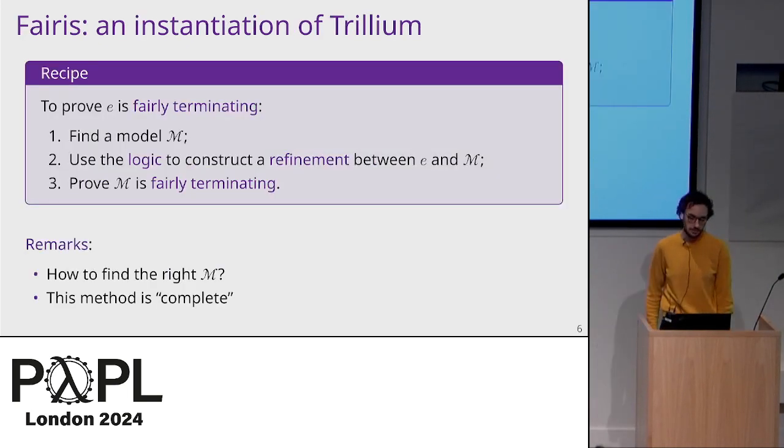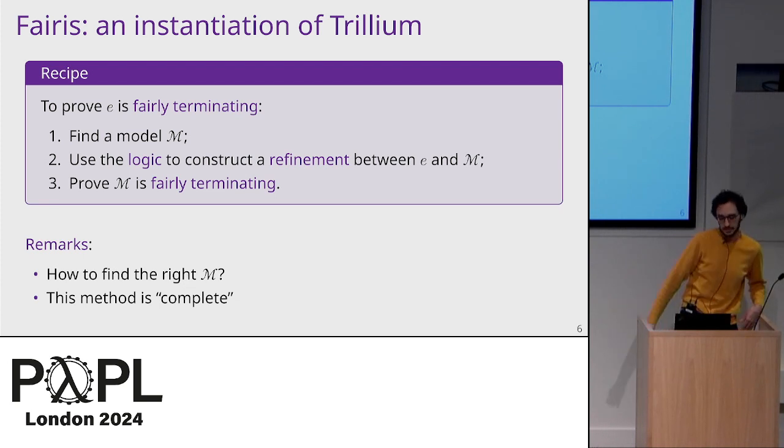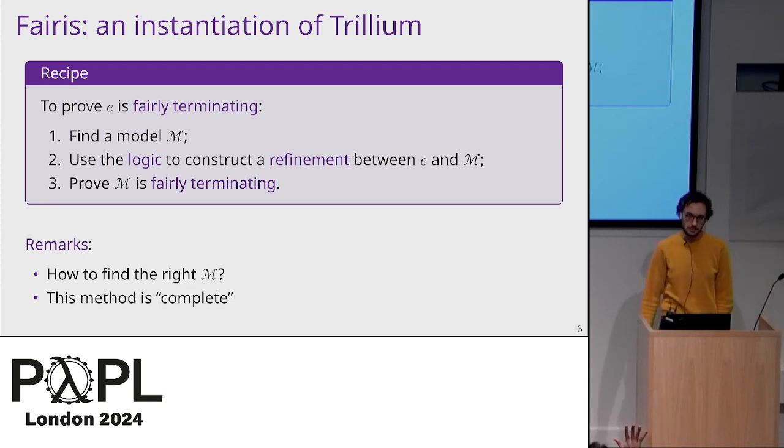So if we start at the top, at the high level, the basic recipe for using Ferris is that you have a program E, and you want to prove that it's fairly terminating. So first you find a model M, then using the logic you construct a refinement between E, your program, and this model M, and this basically amounts to proving some Hoare triple. And then you prove that M is fairly terminating.